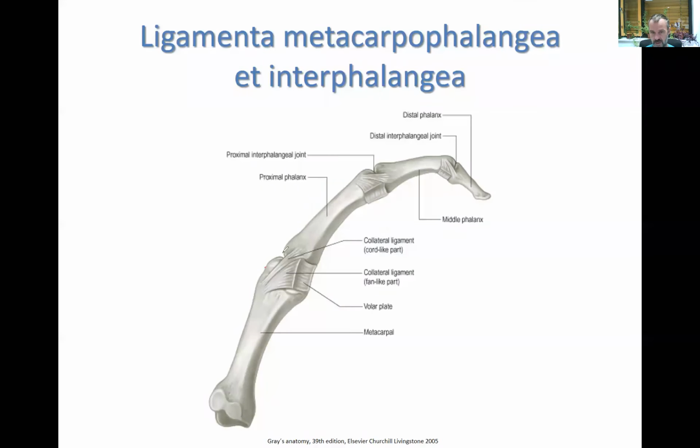Yeah, this is the head. This is the fossa, and the fossa is enlarged with this fibrocartilage. And it's also valid for the interphalangeal joints. They also feature such a palmar fibrocartilage.